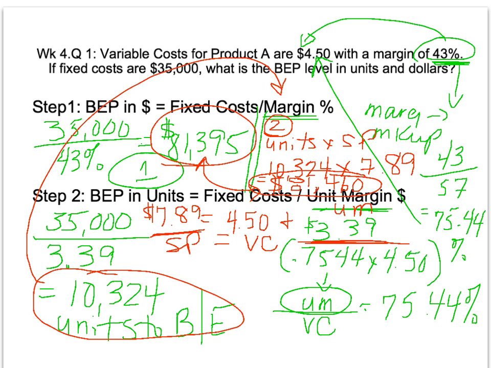So just a reminder here too, some of you may have approached step 2 differently. You would have calculated this, and then you could have come down here and divided by selling price to come up with your break-even point in units. Fine. Love it. Either way, it is good with me.